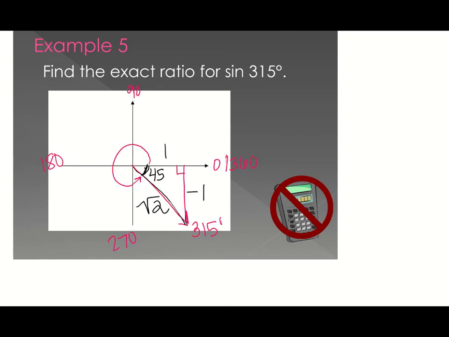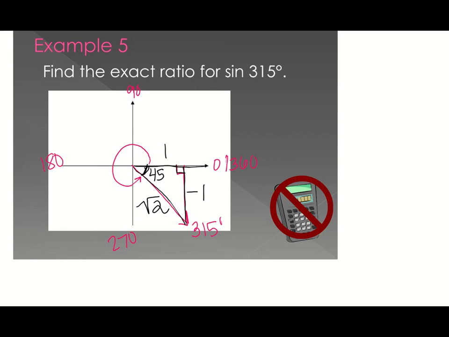I drew my triangle with my x-axis. And I found my reference angle. So how far away is 315 from my axis, from 360? So 360 minus 315 tells me that my reference angle is 45. So I have 1, 1, root 2, but since I'm going down here, it's -1.